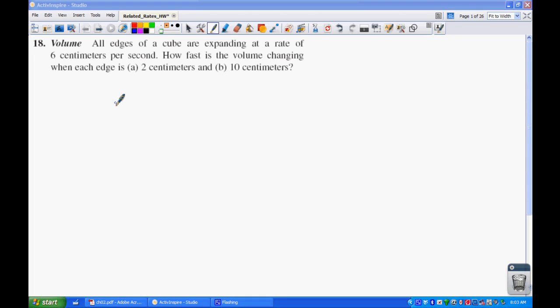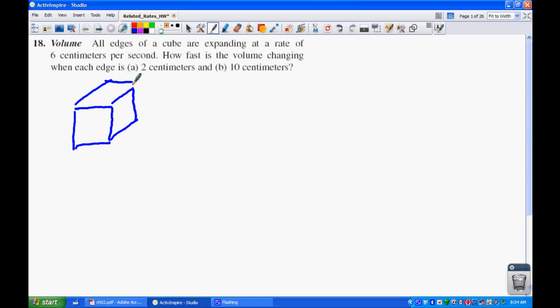Okay, in this problem, we have a cube that is expanding at a rate of 6 centimeters per second. So first of all, if you draw a picture here, you should come up with a picture like this, like a box. Each face of a cube is a square. That means each side will be equal.